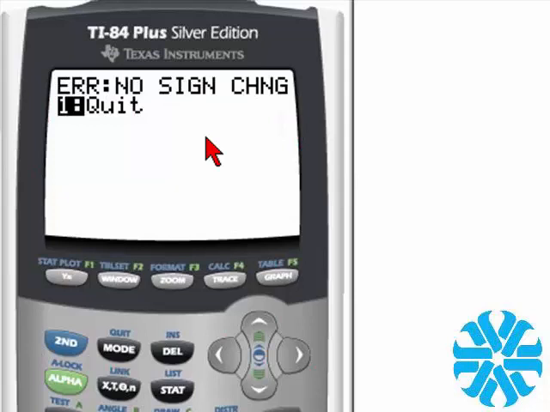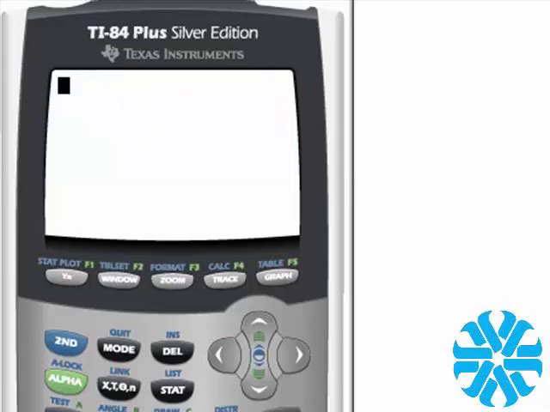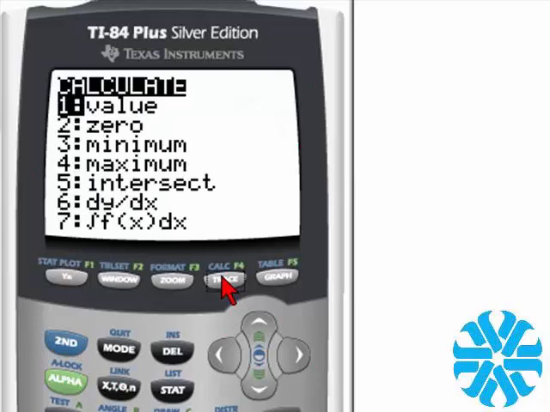The calculator needs to see a sign change, and if you do not put in the correct left and right bound, then you will get this error. So we can just quit out of it by selecting enter, and then of course we would start over: second calc, and then go to number 2, 0.